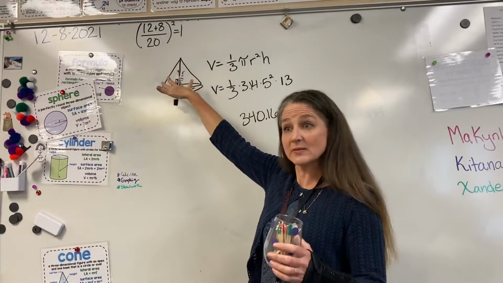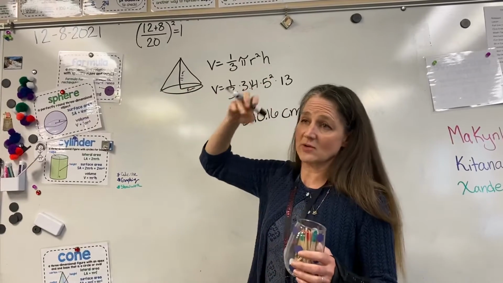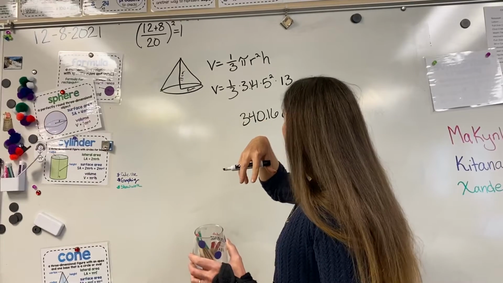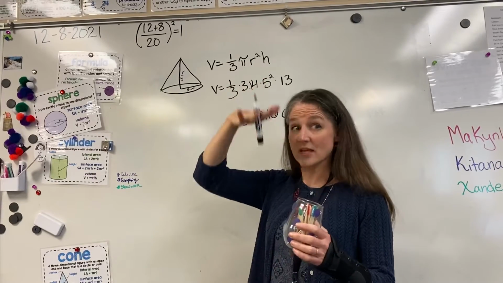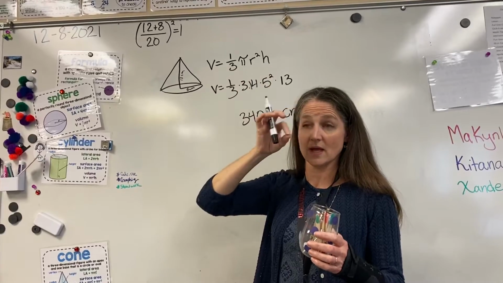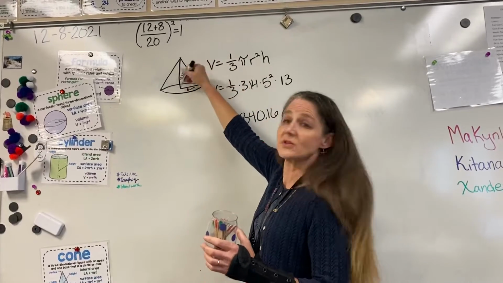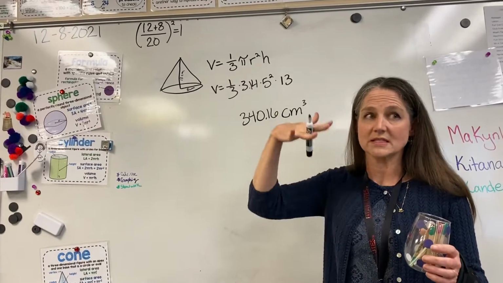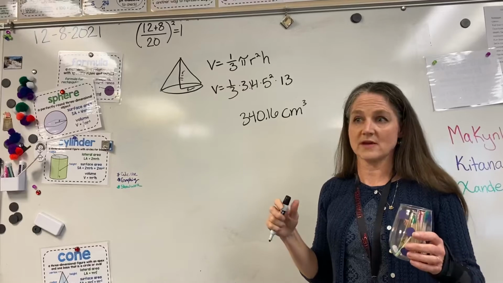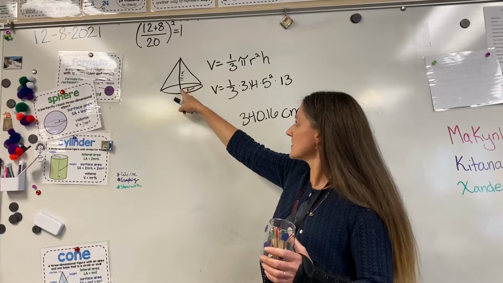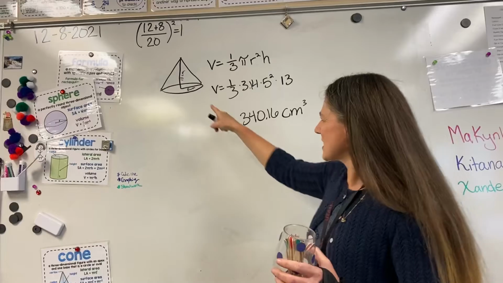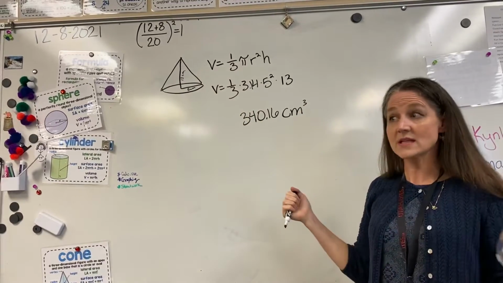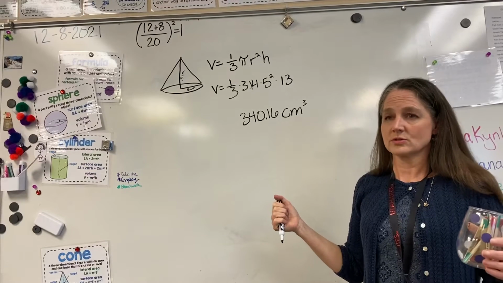If I had an ice cream cone this size and I filled up the ice cream cone with ice cream, was it square centimeters or cubic centimeters? Well, you're filling it up. Volume is cubic centimeters because you fill it up. If I'm painting the ice cream cone with chocolate, I need to know how many square centimeters of chocolate. If I'm filling it up with ice cream, I need to know how many cubic centimeters of ice cream. If I had an ice cream cone that size and I filled it up, I'd put in 340.16 cubic centimeters of ice cream, okay?